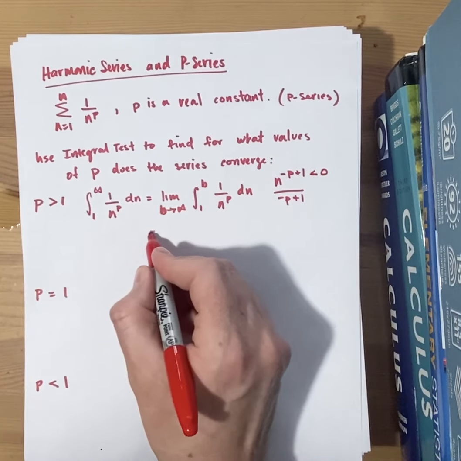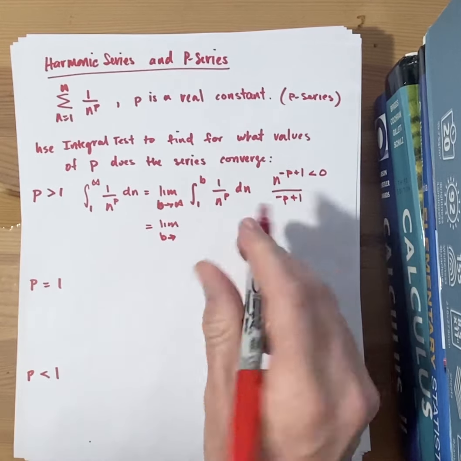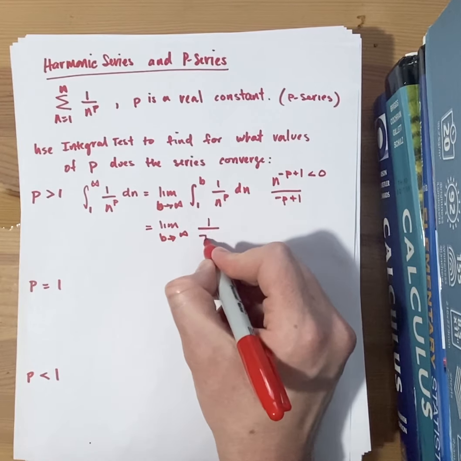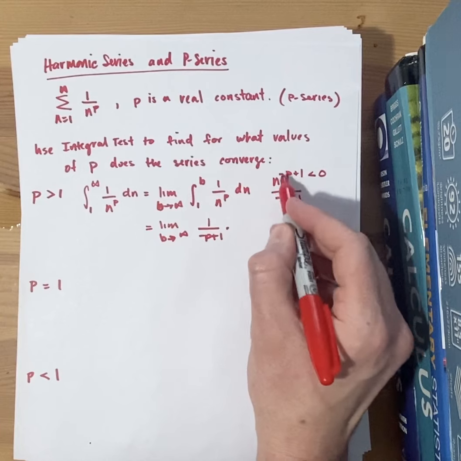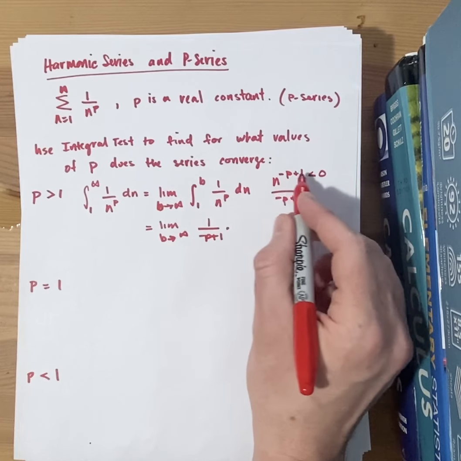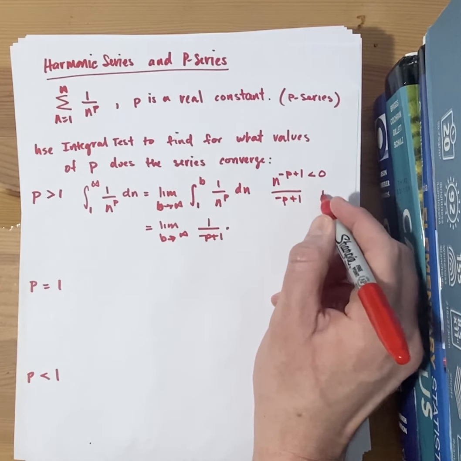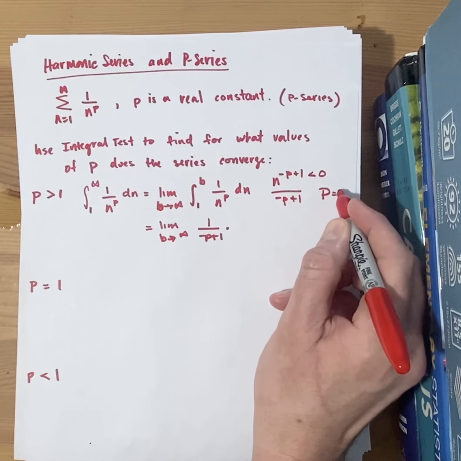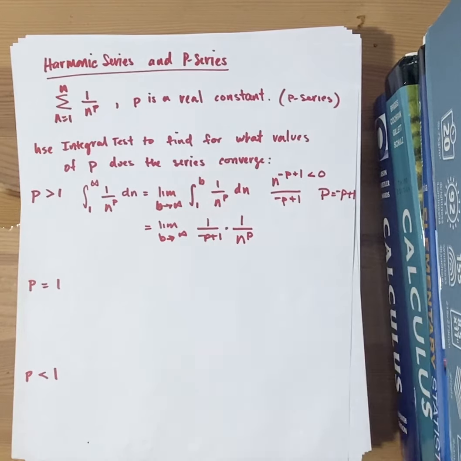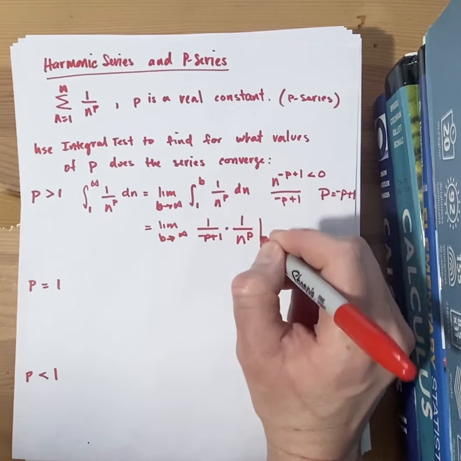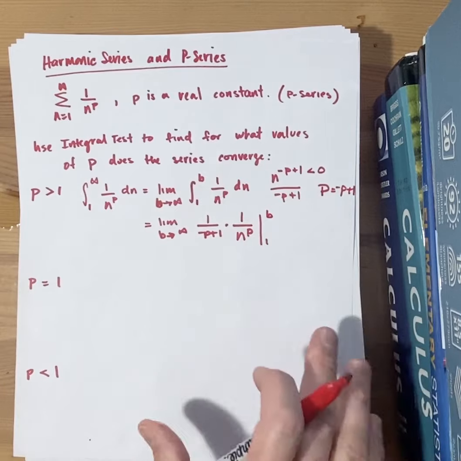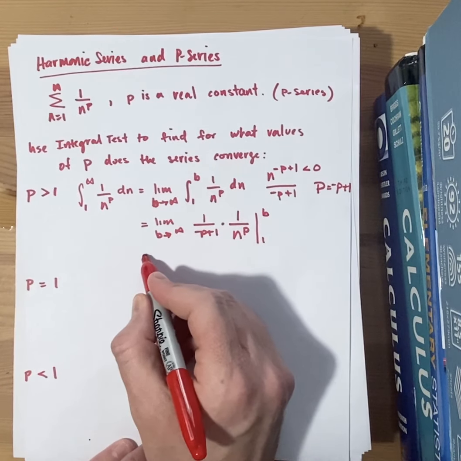So what happens is, when you do your integral, you'll wind up with 1 over negative p plus 1 times, this will come down, right? Because we know that this is less than 0, let's just make it a dummy variable and make it capital P, which will equal negative p plus 1. So it'll look like this, 1 over n to the capital P power. All right, and then we're going to evaluate from 1 to b.